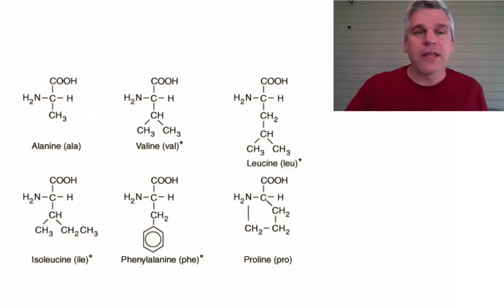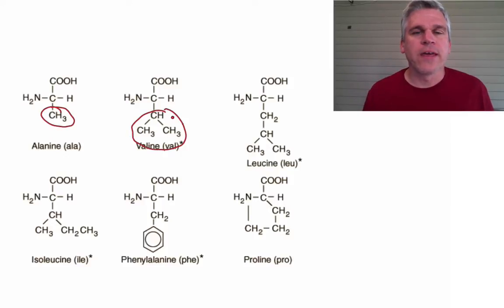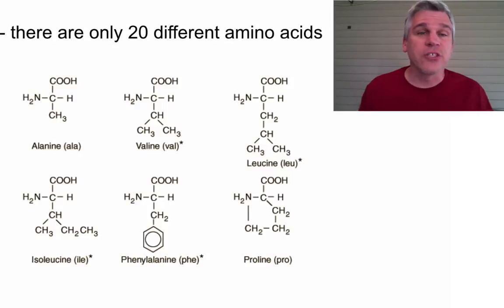So what do they look like? Well, they could look like this. In alanine, there's the R group. There's the R group in valine, in leucine, and so on. I'm only showing you 6 different molecules here, but there's actually 20 different amino acids. And our cells will take these amino acids and start to build proteins.